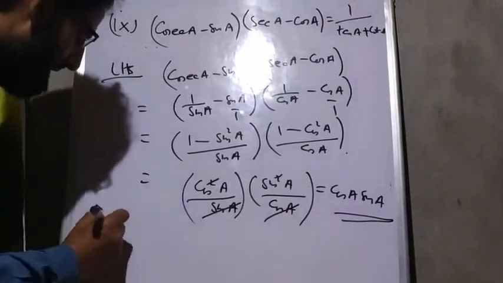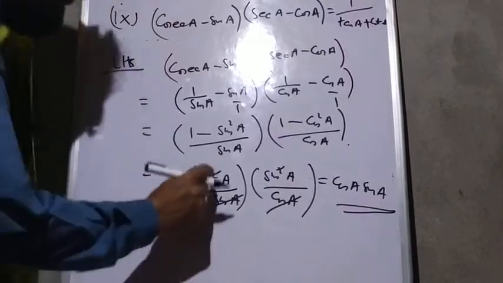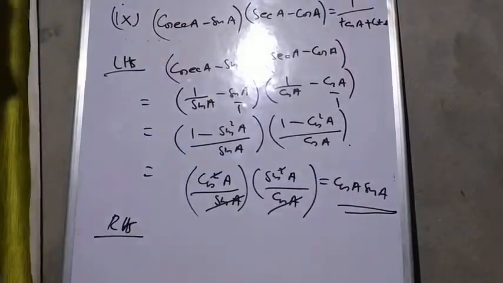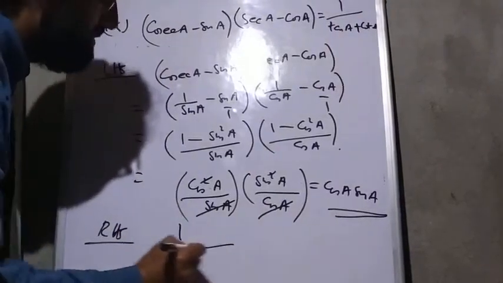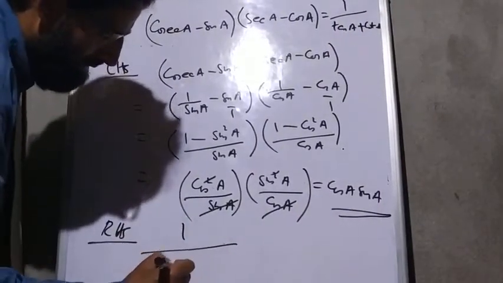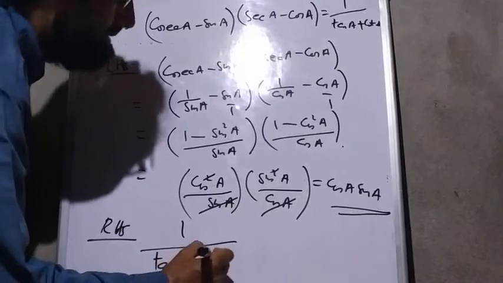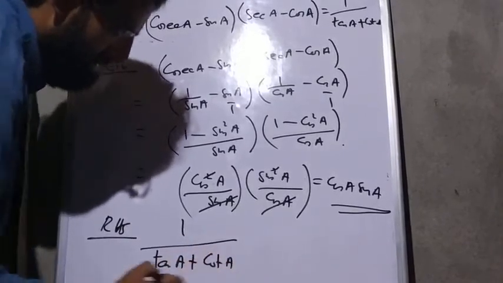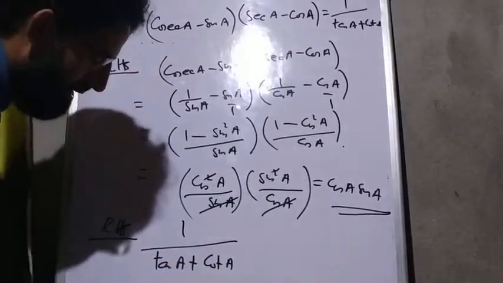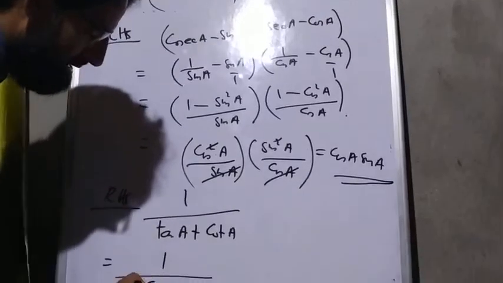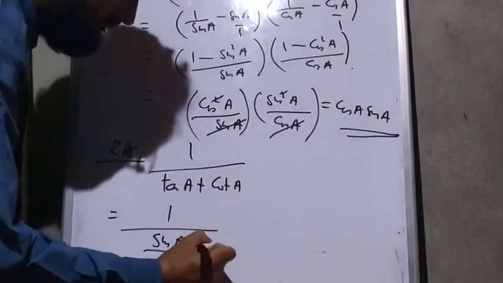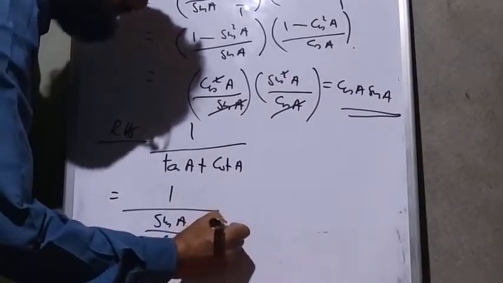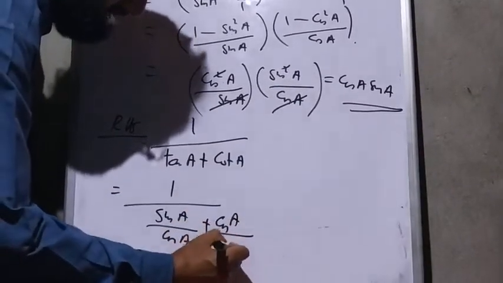So this is our left hand side, cos A into sin A. Now what was our right hand side? This should also come equal to cos A into sin A. Our right hand side is 1 divided by (tan A plus cot A). This is further equal to 1 divided by, for tan A we will write here sin A divided by cos A, and for cot A it is the reciprocal of tan, that is cos A divided by sin A.